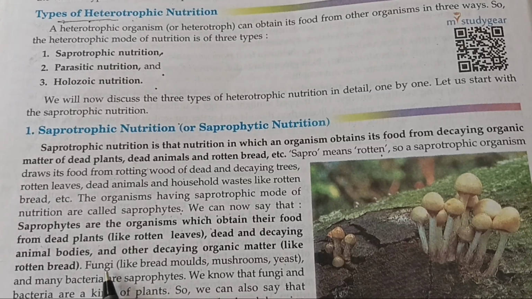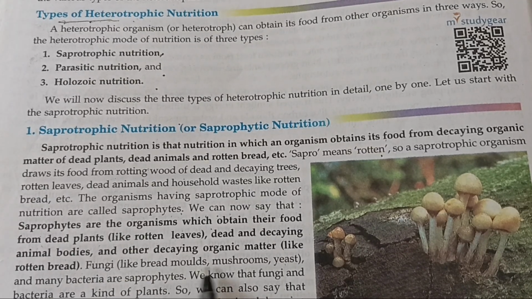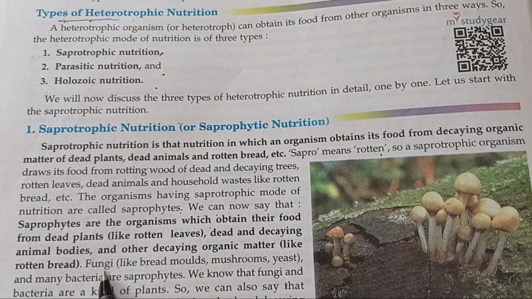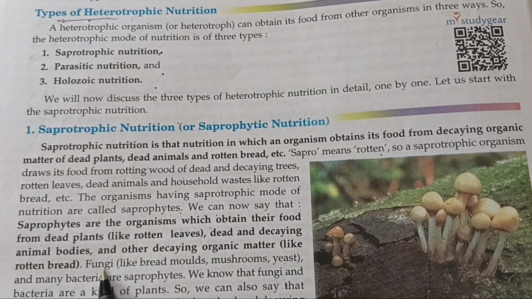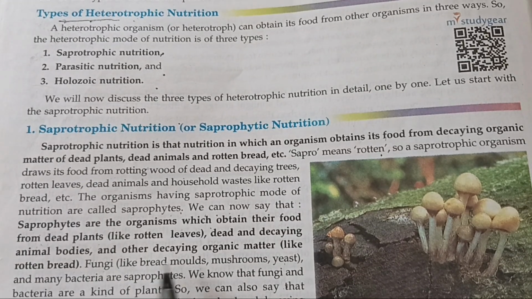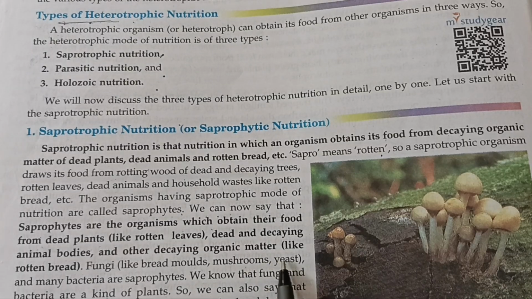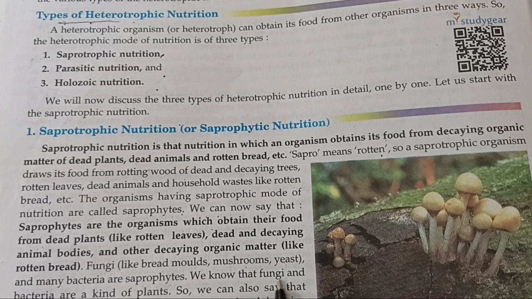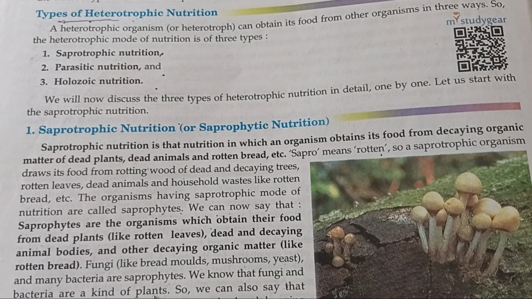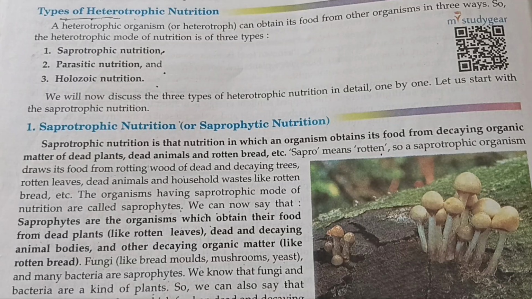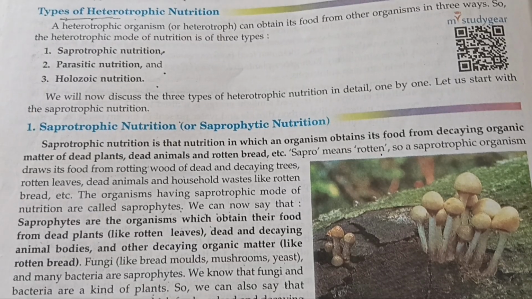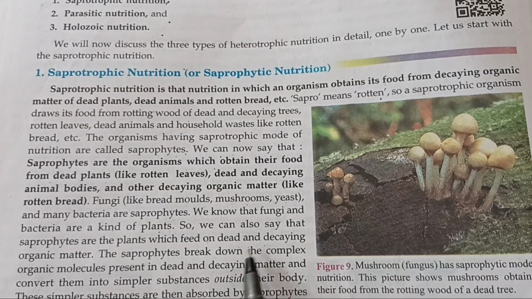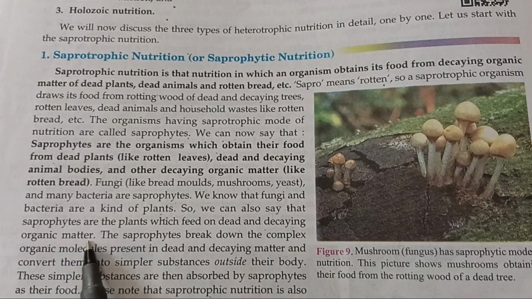Fungi like bread mold can be included in this list. Mushrooms and yeast are also included. All these are examples of fungi: mold, bread mold, mushrooms and yeast. And many bacteria are saprophytes. We know that fungi and bacteria are kind of plants, and these can be placed in the category of plants. So we can also say that saprophytes are the plants which feed on dead and decaying organic matter.